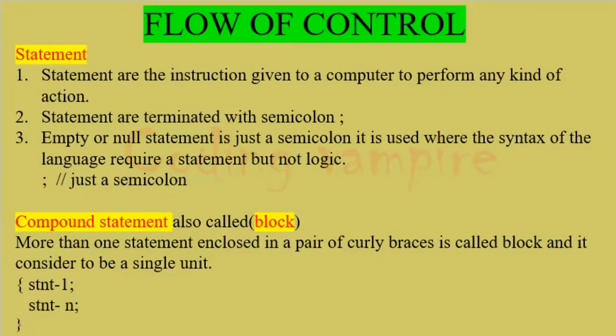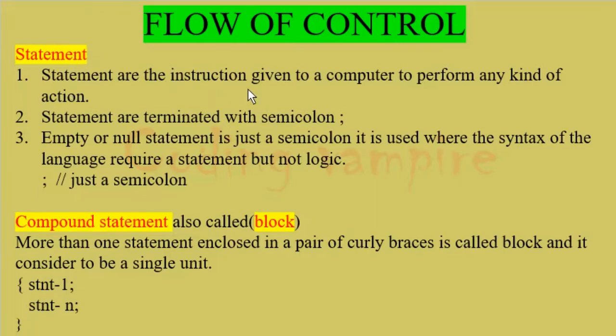So we're going to start the next chapter, Flow of Control. Let me give you a quick introduction of this chapter. In this chapter we are going to learn how we can change the direction of execution. So we'll discuss a few constructs which will help us to change the direction of execution. So let us start. I've been using the term statement in my previous tutorial.